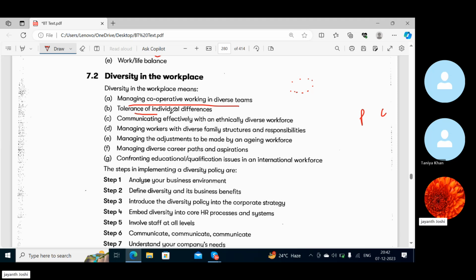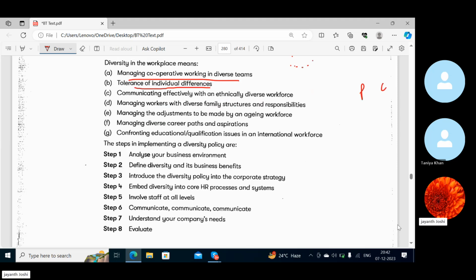Tolerance of individual differences, communicating effectively with an ethnically diverse workforce, managing workers with diverse family structures and responsibilities, managing the adjustments to be made by an aging workforce. Of course, when people age, you have to manage them if they're part of your team. Managing diverse career paths and aspirations, confronting educational qualification issues in an international workforce.